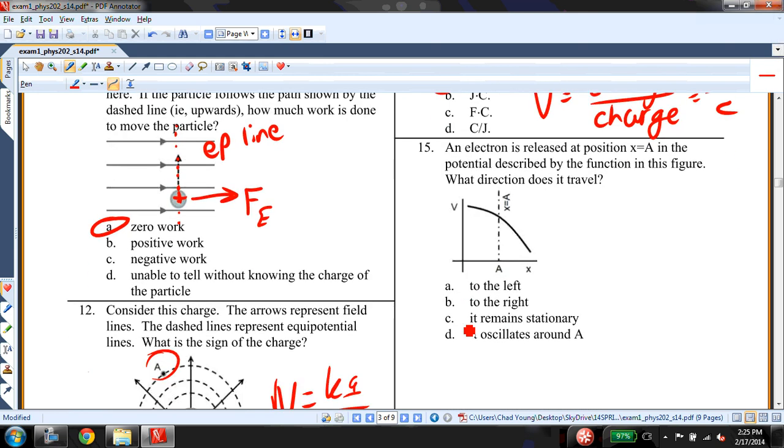An electron is released at point A in the potential described in this figure. What direction does it travel? Remember our little figure here of our electric plates. I have a positive, this is my high potential side, and my negative side is my low potential side. If I let an electron go in there, it's going to move in this direction. So electrons move from low to high potential. So here, it's going to move from low to high, in this direction. So that is A, to the left.